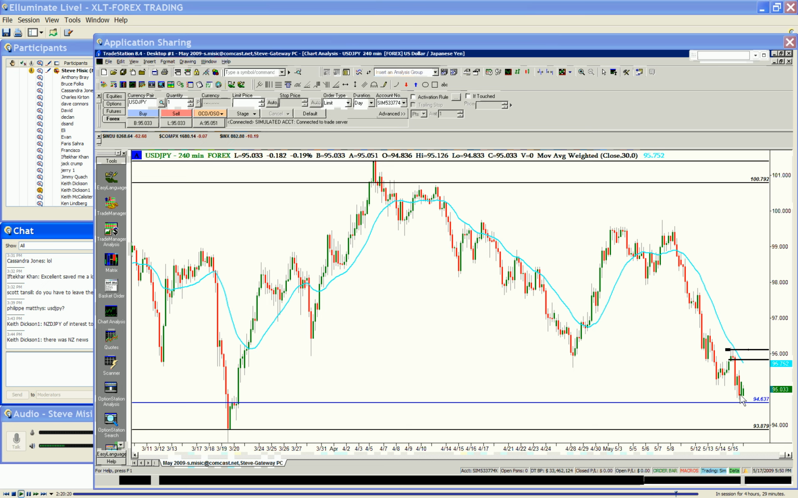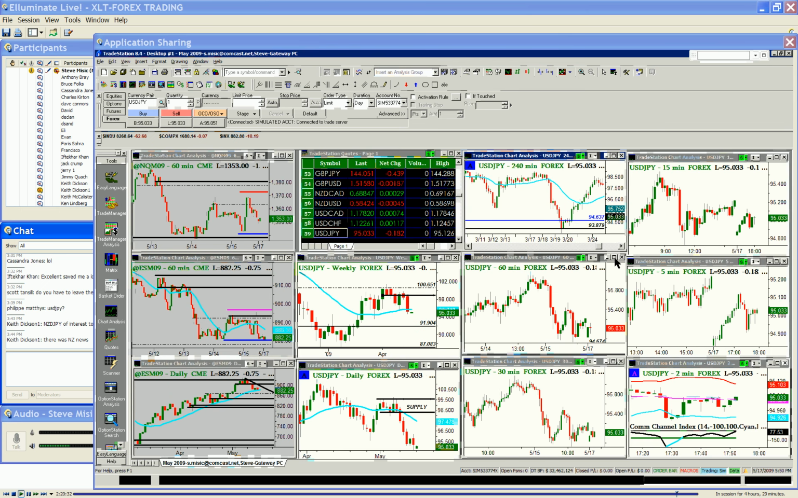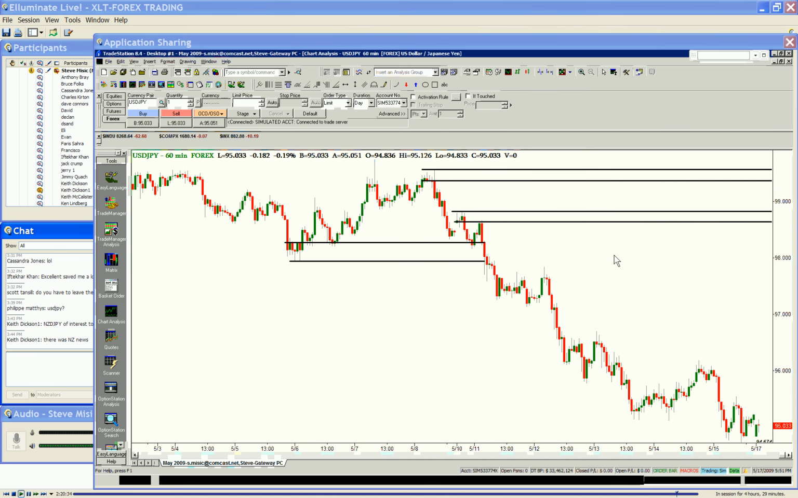The only bad news is we're hanging around above this thing. We're not really making any kind of a break to get out of here. So we could be absorbing the demand down here too. So we go to our 60-minute chart next.